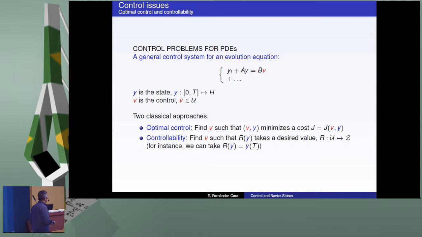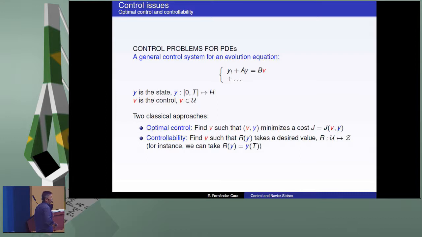In the first approach, optimal control, the main goal is to find the control V such that the couple V, Y minimizes a cost function J that depends on both things. This has to be interpreted as trying to find the data, the control, that minimizes the cost that we have, in fact, to pay in order to make it work in the system.